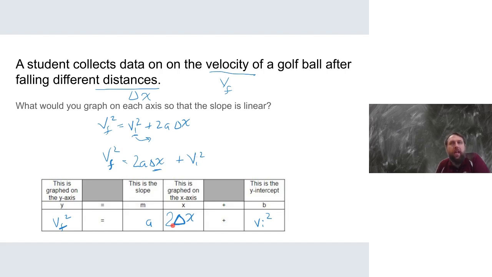Either way, it's okay. They're both valid ways to graph it. It just changes the meaning of your slope. If I'm graphing 2 delta x on my x-axis and vf squared on my y, then my slope meaning is the acceleration. And both of those are going to be a linear graph, by the way. Following this method always produces a linear graph. So here's my graph. If on my y-axis I graph vf squared, and on my x-axis I do 2 delta x, I expect my slope of this line to be equal to a.